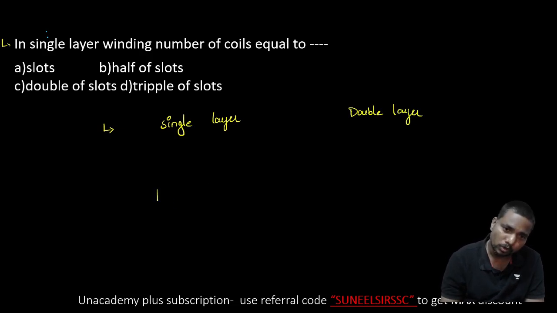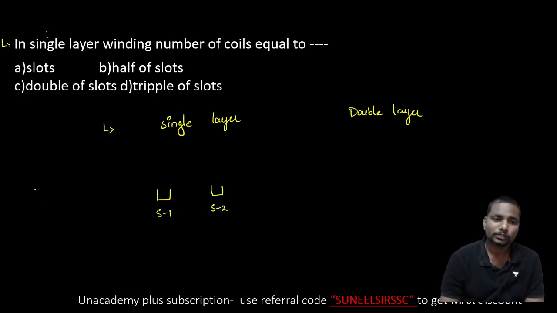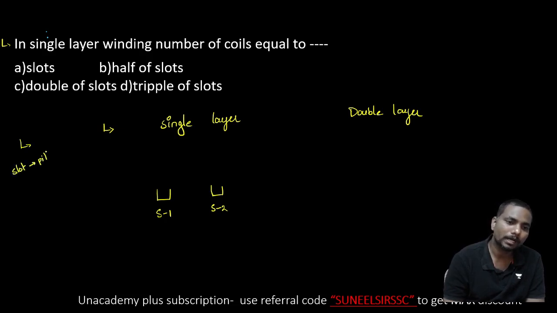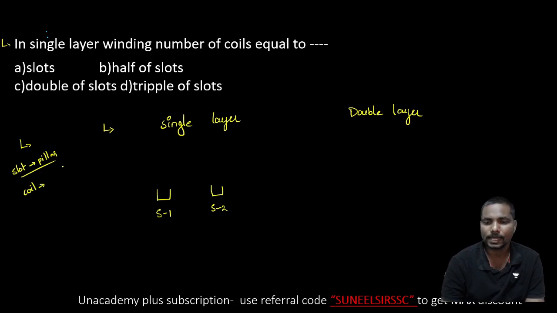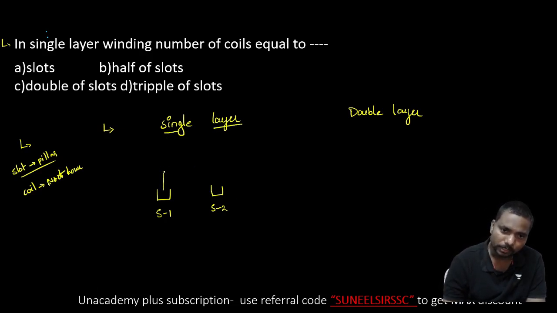For example, I am taking this as one slot or one pillar of the house. Now slot 1, slot 2. We can compare this slot to a pillar of the house. A coil is nothing but the first floor one coil, second floor two coils, like that. It is the number of houses. Number of coils are nothing but number of houses. So the single layer has only one layer of the coil, so only one house. Let us take coil 1 only.